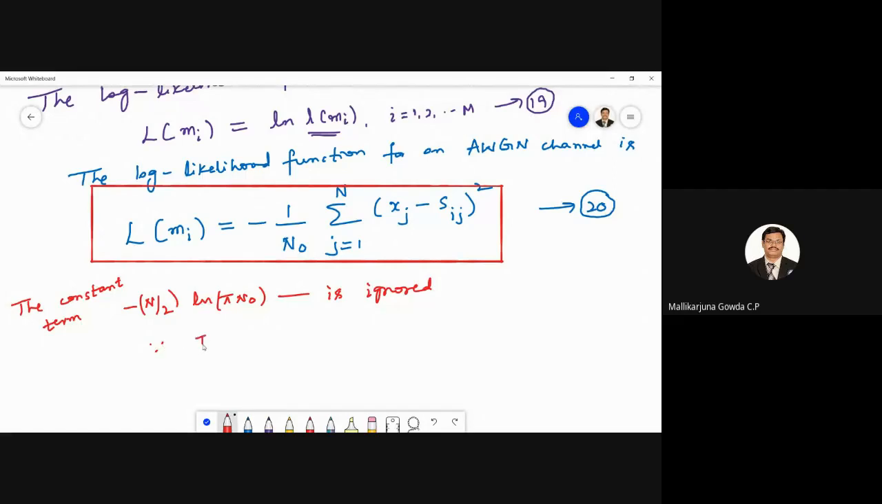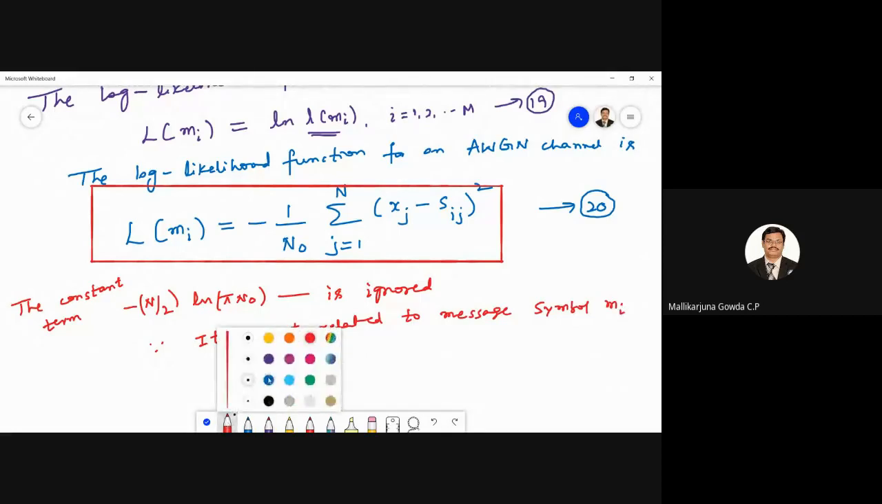It bears no relation to the message symbol mi. That is why I am ignoring the constant term and writing the remaining terms. Hope this point is clear. Why did I ignore this term? By taking the log of equation 17, this term will be there. So I am ignoring that and writing the remaining term, that is minus 1 by N naught, summation j is 1 to n of xj minus sij whole square. Here sij are the elements of the signal vector si, representing the message symbol mi.